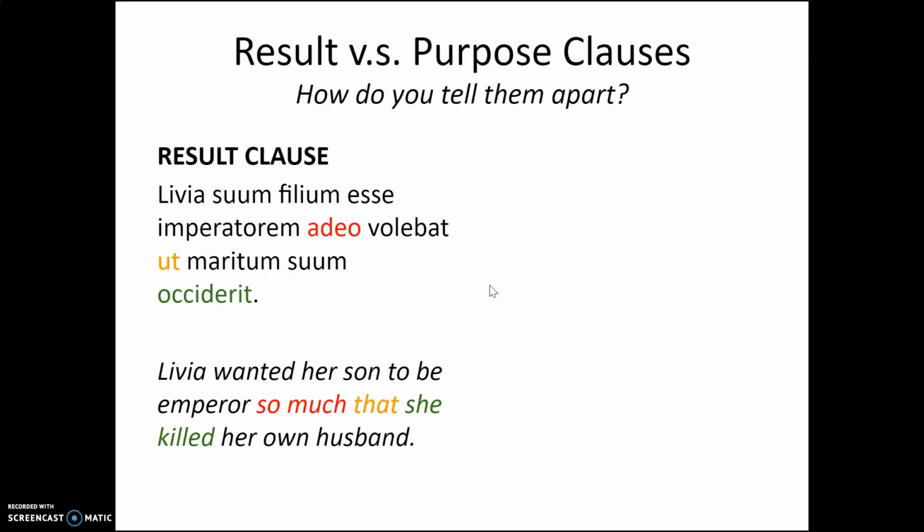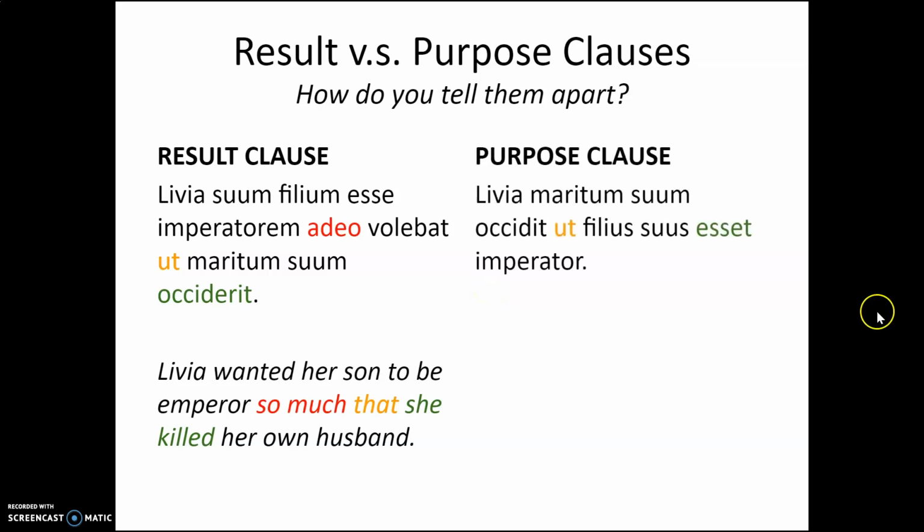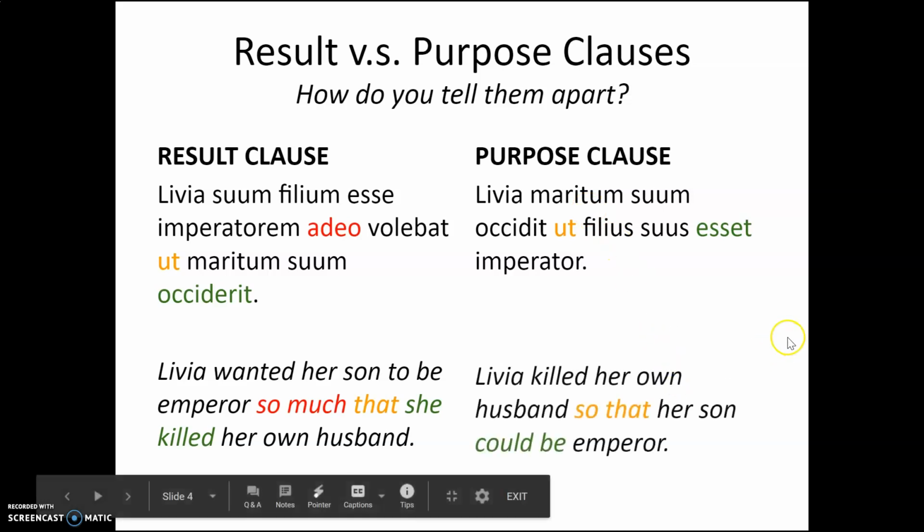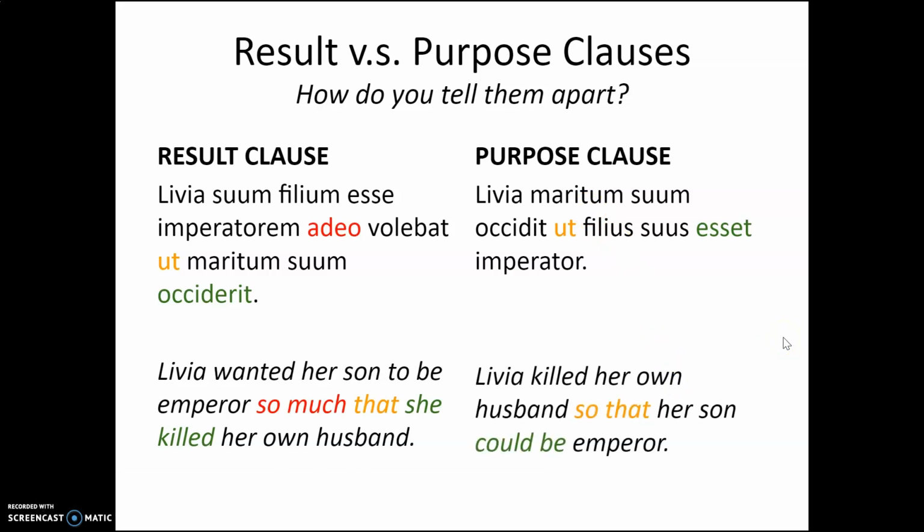And here's a purpose clause that's a little similar. Livia maritum suum occidit, ut filius suus esset imperator. You'll notice there's no signal word, tam, tantus, tot, adeo, ita, sic, and it translates as, Livia killed her own husband so that her son could be emperor. So, the purpose of her killing her husband was so her son could be emperor.